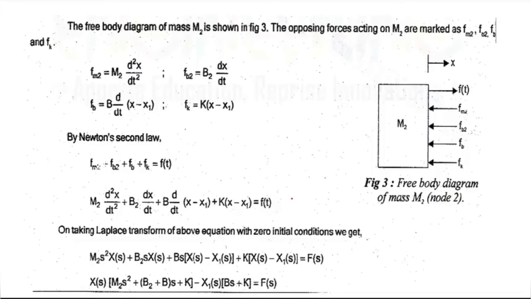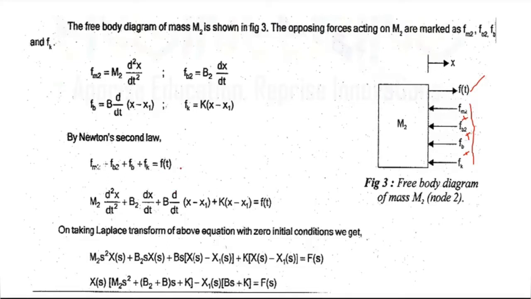So this is the free body diagram of node 2. Here also we can write the force balance equation. What will be the force balance equation here? Forces in one direction will be equal to forces in the other direction. So Fm2 plus Fb2 plus Fb plus Fk will be equal to what? What is the force in the opposite direction? Is it 0? F of t. Yeah, it's not 0. It is F of t.